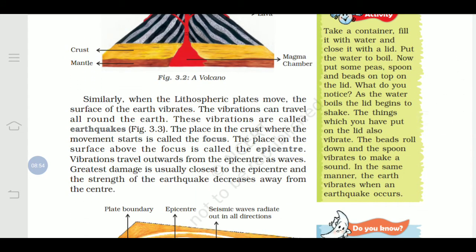Similarly, when the lithospheric plates move, the surface of the earth vibrates. The vibration can travel all around the earth. These vibrations are called earthquakes. The place in the earth's crust where the movements start is called the focus. The place on the surface above the focus is called the epicenter. Vibration travels outward from the epicenter as waves. The greatest damage is usually closest to the epicenter, and the strength of the earthquake decreases away from the center.